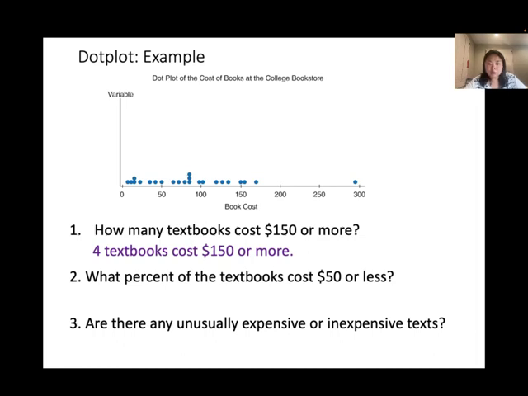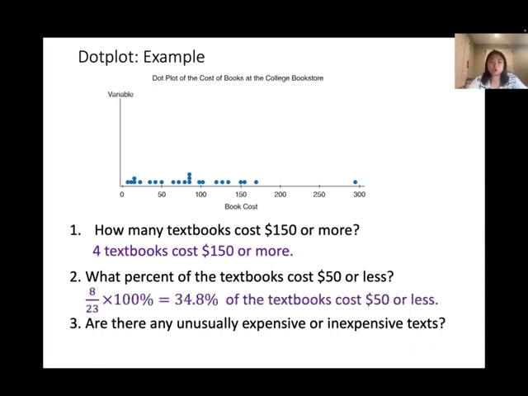What percent of the textbooks cost $50 or less? $50 or less: we have 1, 2, 3, 4, 5, 6, 7, 8. We have 8 textbooks here, but they're looking for the percentage. So we have 8 over the total number of textbooks. You should count all of them, and you should find 23 textbooks in total. So that will be 8 divided by 23 times 100%.